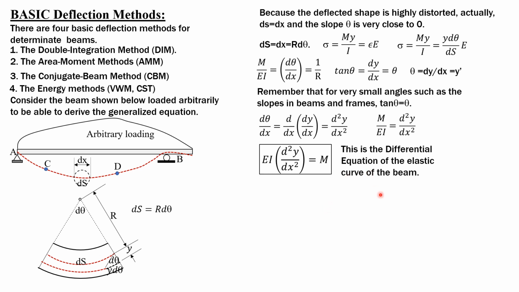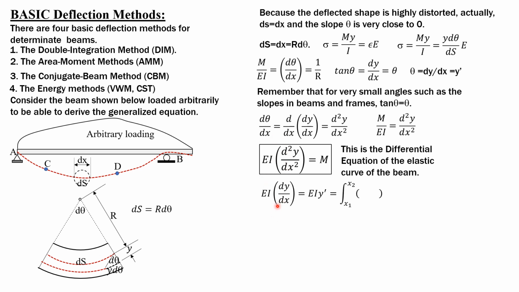Sorry, second order differential equation. So this is the differential equation of the elastic curve of the beam. So I think you're familiar with this. EI y double prime is simply equal to the moment at any point on the section of the beam.